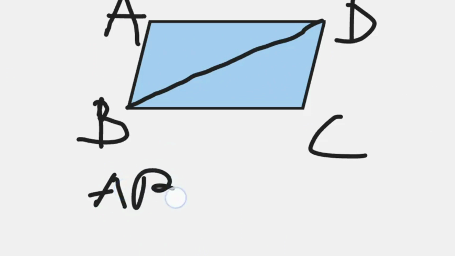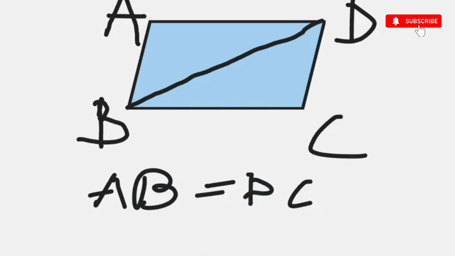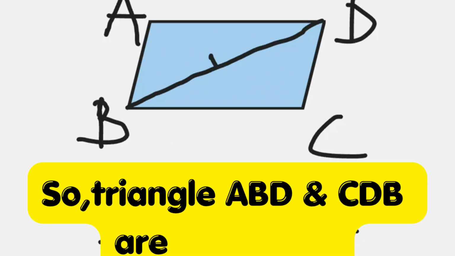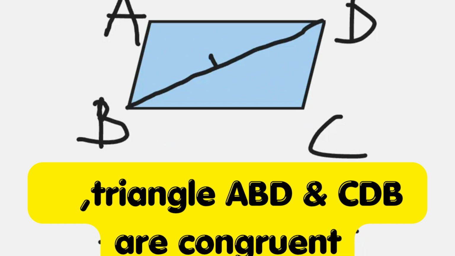AB equal to DC and AD equal to BC, given, and BD is the common side. So triangle ABD is congruent to triangle CDB.